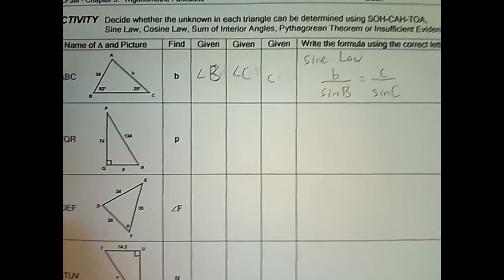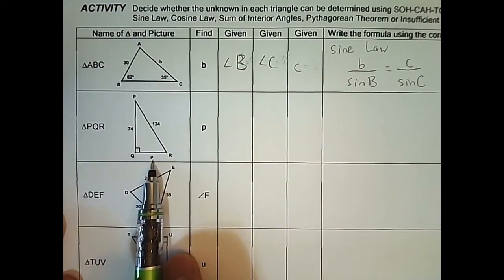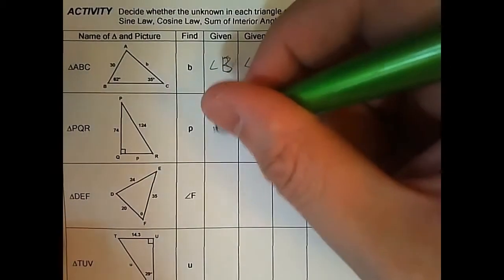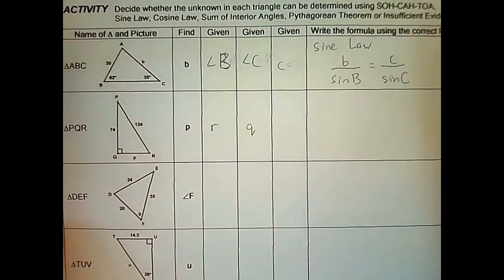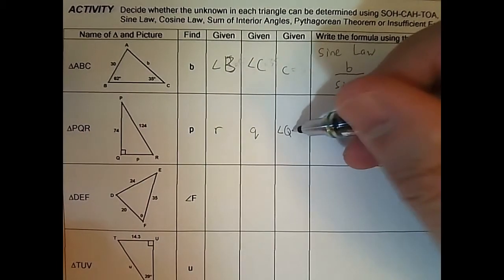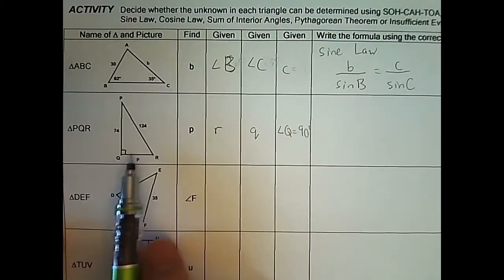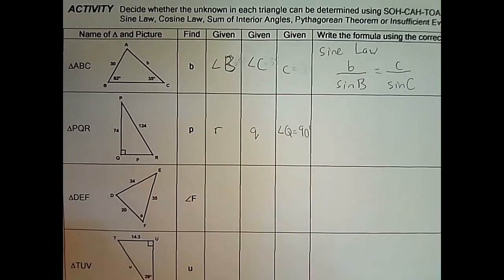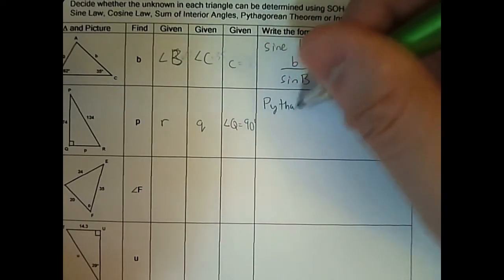Alright, next triangle is triangle PQR. I'm trying to find side P here. I am given side R, and I'm also given side Q. And I'm also given that angle Q is a 90-degree angle, or a right angle. So we see a right triangle here, and I have two sides, and I want to find the other side. So according to our checklist, we should be using Pythagorean theorem.